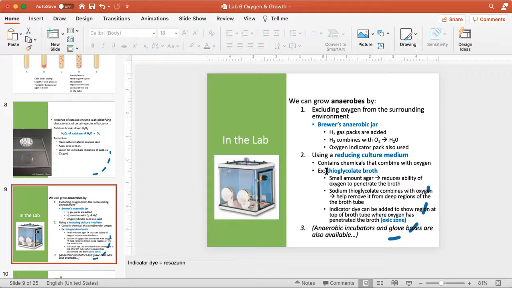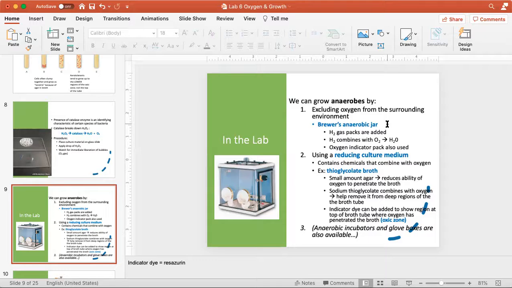So thioglycolate is considered a reducing medium because it combines with oxygen, gets it out of those deeper regions. There is another device that is commonly used in the lab to grow anaerobes, and it's called a Brewer's jar. Like the name suggests, it's just a jar. It's a plastic jar that you can see through. It's got a very tight fitting lid.